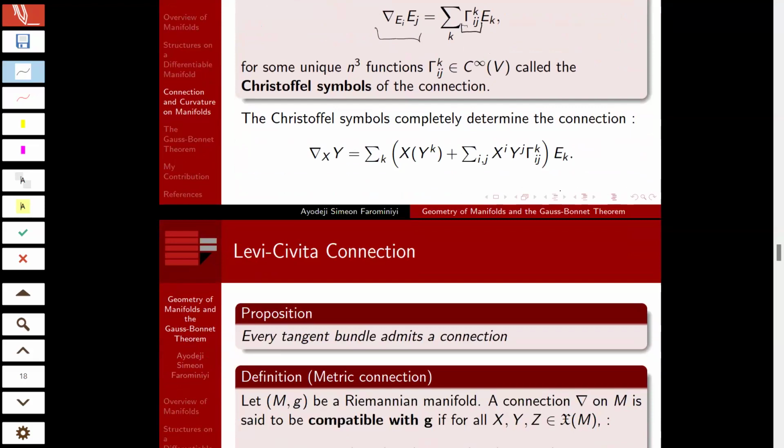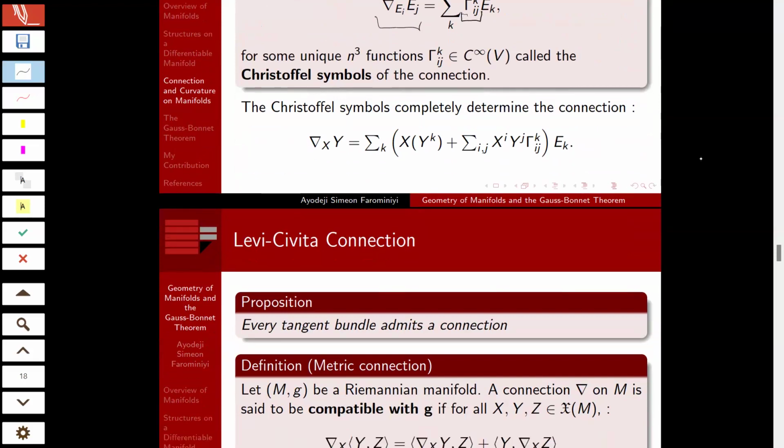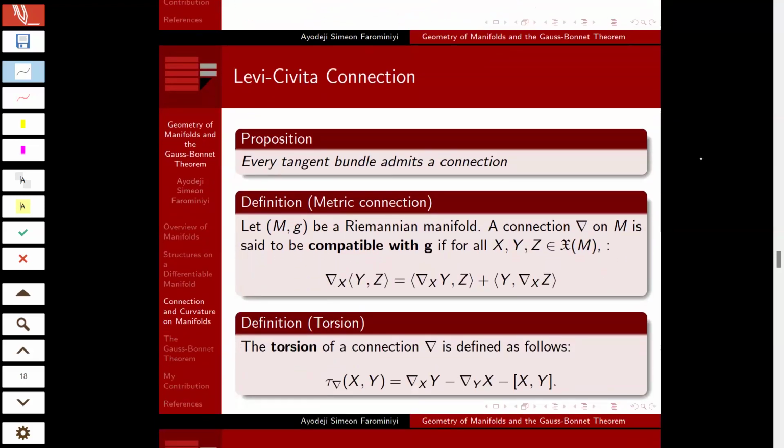Every tangent bundle admits a connection. And just like we said that every manifold admits a metric, every tangent bundle admits a connection, and the proofs of these use the same tool. We just need to patch together using the partition of unity. Then we have seen that every manifold has a metric, and every tangent bundle admits a connection. But there is a unique connection for every Riemannian manifold, which is determined by the following properties.